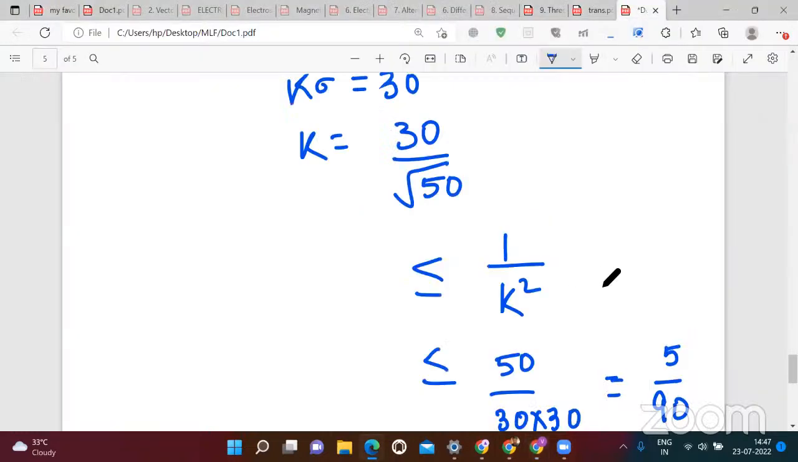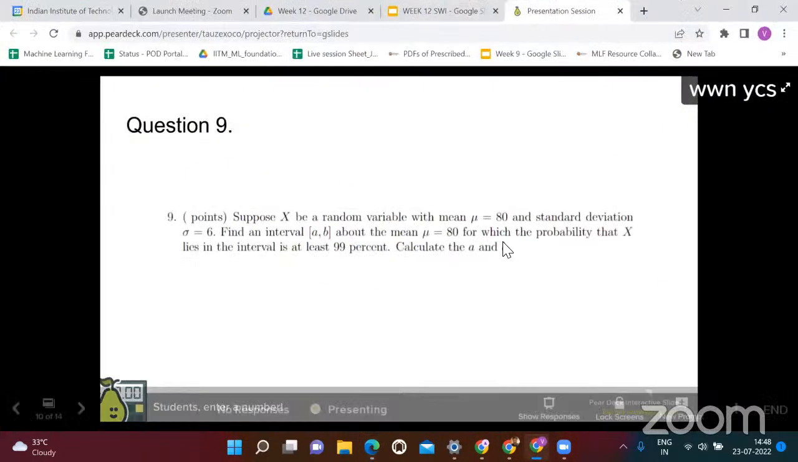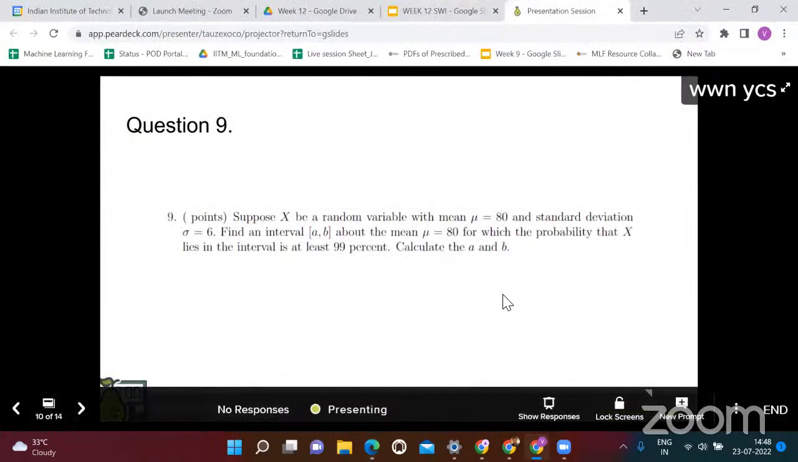Here I have shown you that this is the equation you'll get here also, right? If you just do the summation of this, so this is a here and this is b here. If you do the summation, a plus b would be what? 2 mu, right? So 2 mu would be what? 80 into 2, 160. Okay. Now tell me the value of a and b.